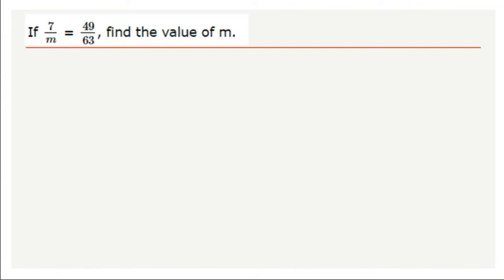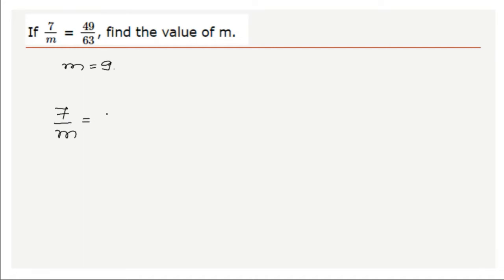Hello students, let us continue the session on rational numbers. In the previous session, I had asked you to solve this question: if 7 by m is equal to 49 by 63, find the value of m. Hopefully you must have done that. The value of m is 9. Those who have not got the answer, please look into the answer here.